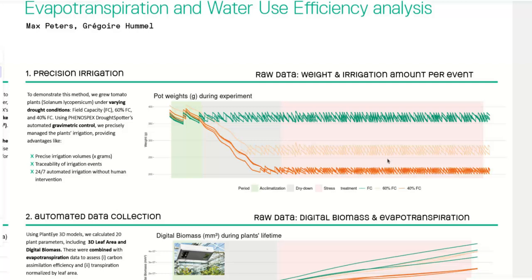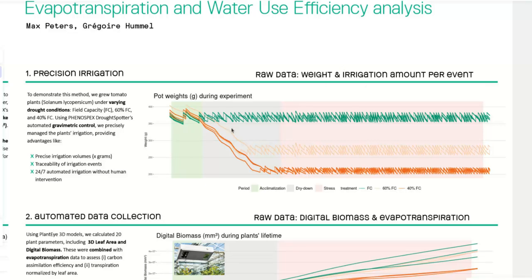In the experiment, we had three main drought conditions. Either plants were well watered in the field capacity group, some plants had a drought stress and were kept at 60% of that field capacity, and another group was more severely drought stressed at 40% of the field capacity.